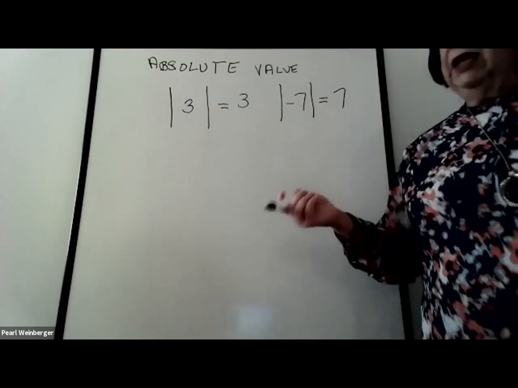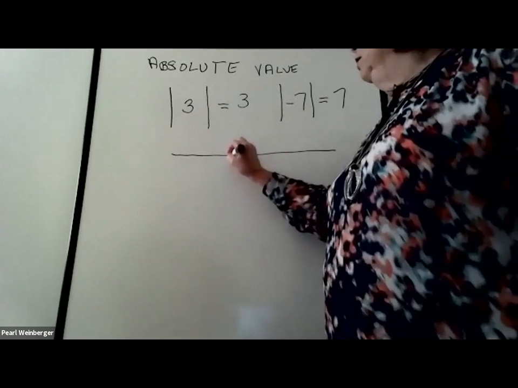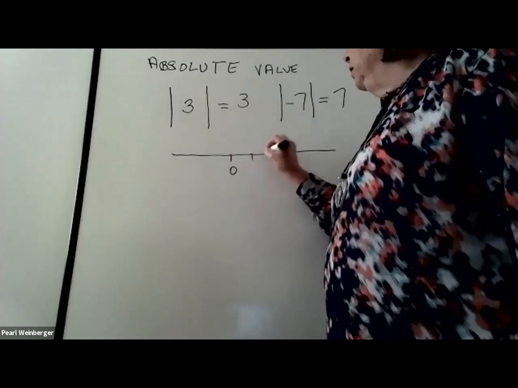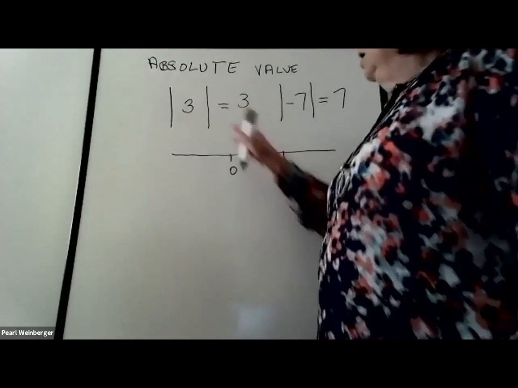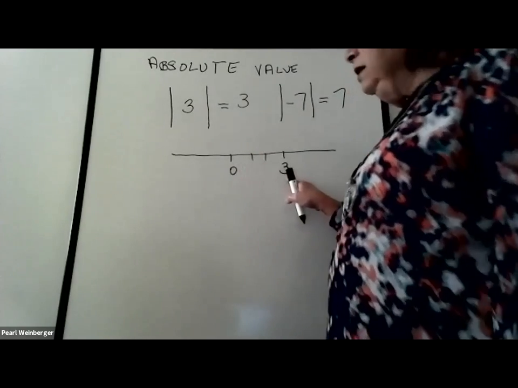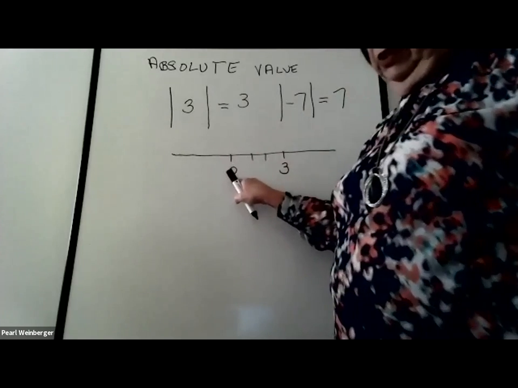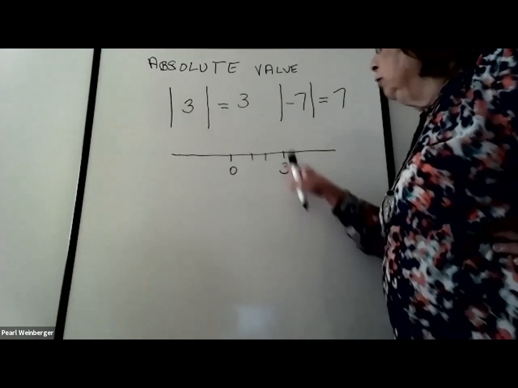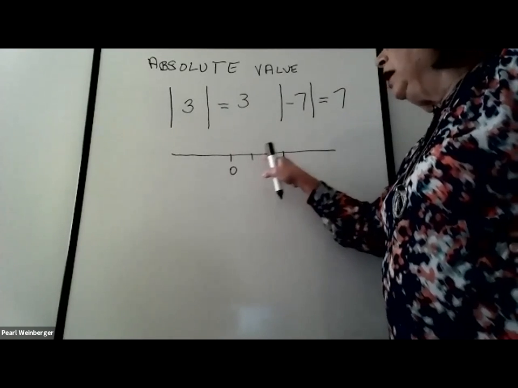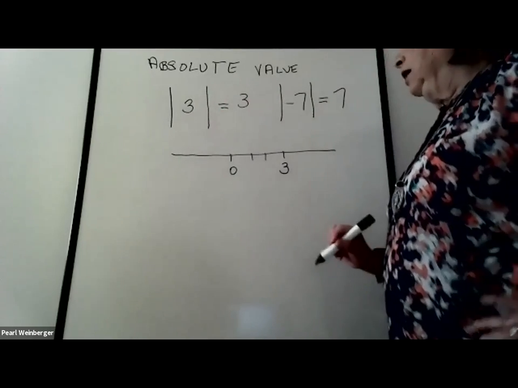What do we use the absolute value for? Well, if we're on a number line, where is 3? 3 is to the right here. The absolute value of 3 means how many steps do I have to take if I'm starting at the origin, at the 0, and I want to get to 3. Obviously the number of steps I'm taking is 1, 2, 3. Therefore, the absolute value of 3 is 3.